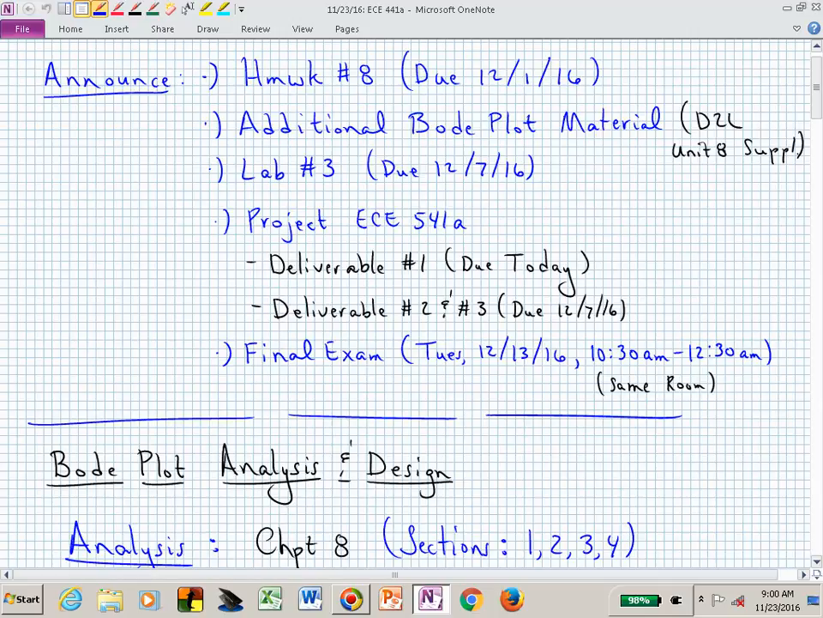We welcome all comers, but if you are interested in reviewing any of the Bode plot material, it's on Unit 8 supplemental material in that same unit. Lab number 3 is due the last day of class, which is the 7th of December, and projects, obviously it was late last night. It's already past due based on today. Deliverable number 1 is delinquent, but please submit that if you haven't yet done that. I think the box is still open.